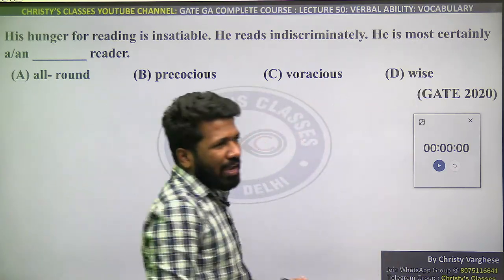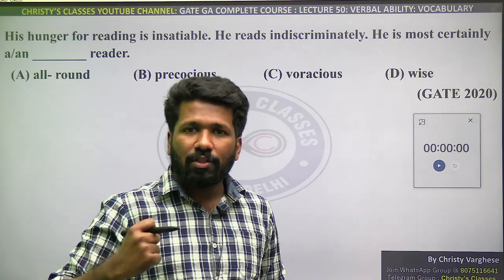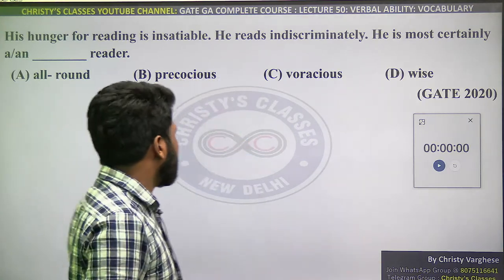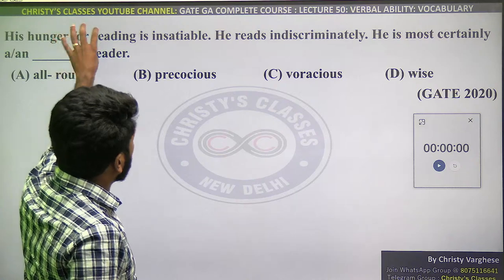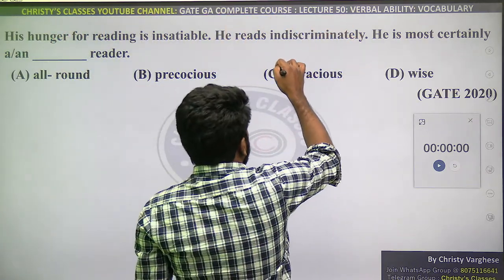Wise means, yeah, a wise man, that means having knowledge or doing something with good judgment. That is wise. A wise reader is not the idea that we need to convey. So voracious is the correct meaning.